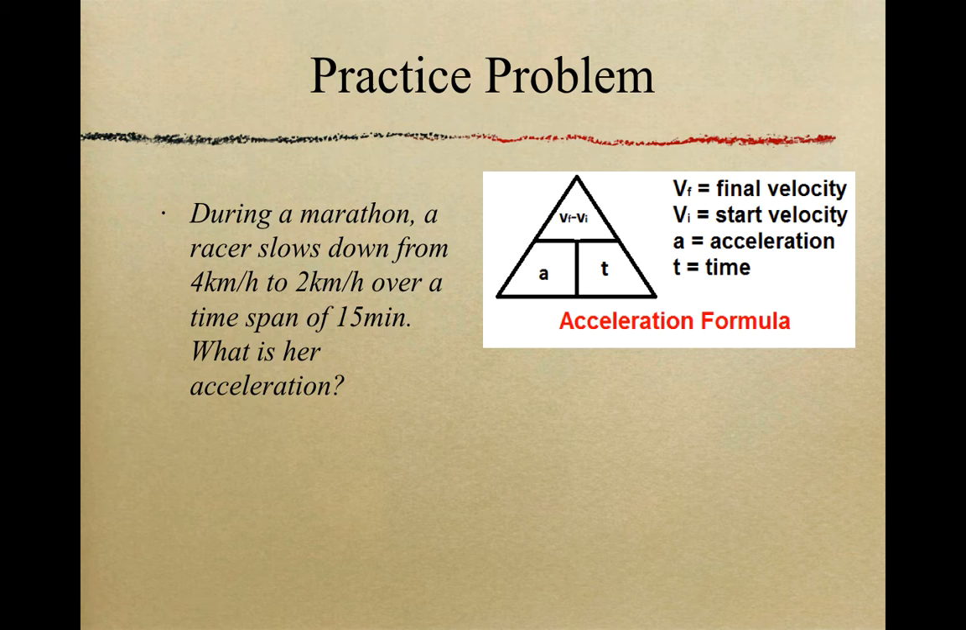All right, here's another one for you. During a marathon, a racer slows down from 4 kilometers per hour to 2 kilometers per hour over a time span of 15 minutes. What is her acceleration? Just a little warning before you begin this problem. Please note components here are hours versus here are minutes. It's going to be a lot easier for you to convert minutes to hours than to try and convert the kilometers per hour to kilometers per minute.